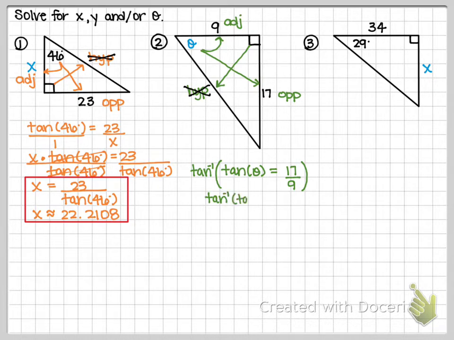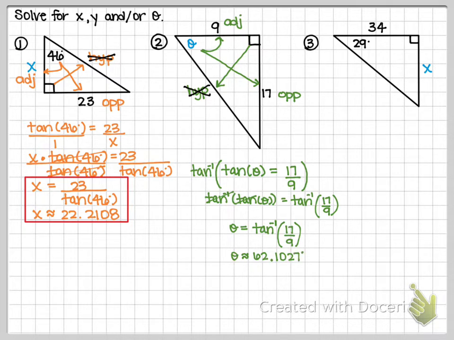So inverse tangent of the left-hand side and inverse tangent of the right-hand side. And from here, the inverse tangent and tangent cancel. So it looks like the exact answer for the angle is going to be the inverse tangent of 17/9. And then from here, we type it into our calculator and get the approximation for theta. Looks like that's going to give us 62.1027 degrees. So we have our exact and our approximate.